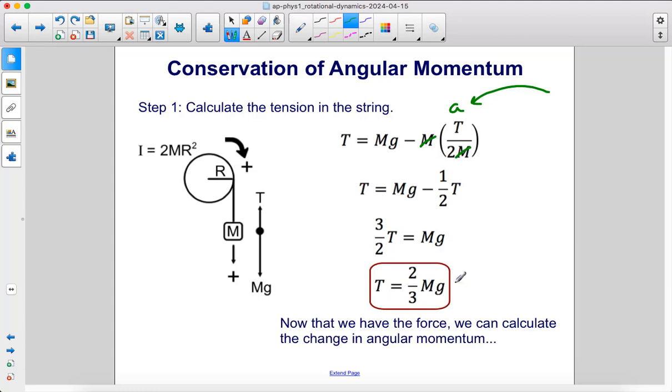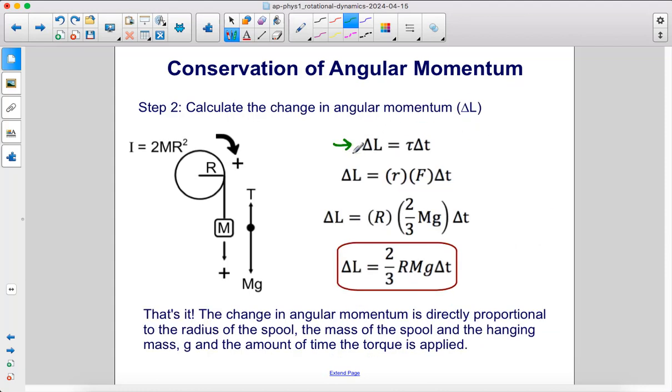Now that we have the force, we can calculate the change in angular momentum. This equation is on the AP equation sheet. Change in angular momentum equals torque times time. So the torque is the force being exerted by the string times its distance r. This should be a capital R. But anyway, delta L equals torque, RF. And what is the force? We just found it, 2/3 mg times time. Therefore, that's our answer. That's going to be the change in angular momentum.